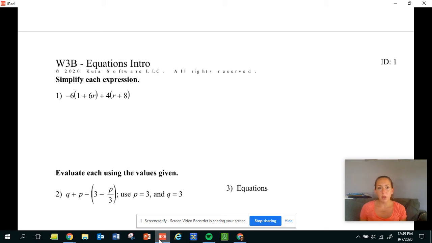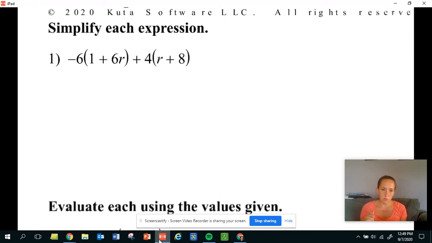Okay, so for the second part of the week, we're gonna start looking at equations. Just as review, making sure that we're good with distributing. With this one, I have to distribute twice and then combine like terms. So I'm gonna start with the -6, and I'm gonna multiply both things by -6. So -6 times 1 is -6, and -6 times 6 is -36, but I gotta bring that r down to it. So then I got to multiply 4 times both of these.